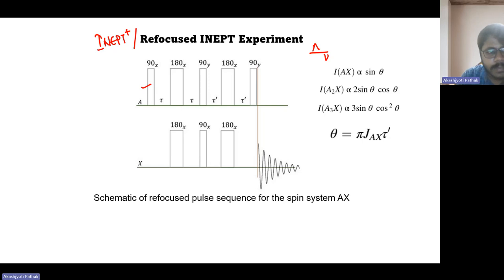This modification is also known as the refocused INEPT. The last 90-degree pulse in the pulse sequence removes some artifacts and results in clean multiplets in the spectrum. This final sequence is referred to as INEPT plus. So this is the refocused INEPT experiment, or the INEPT plus experiment.